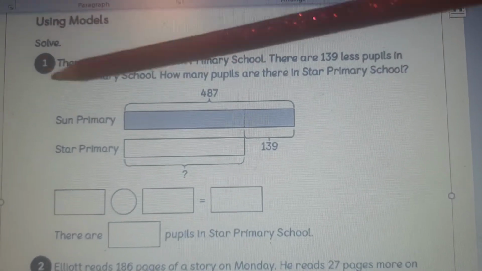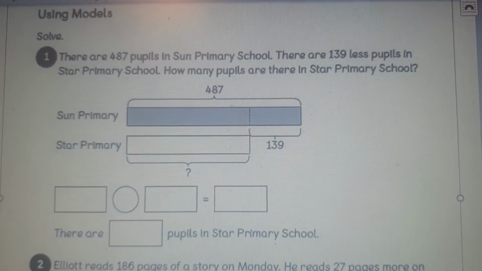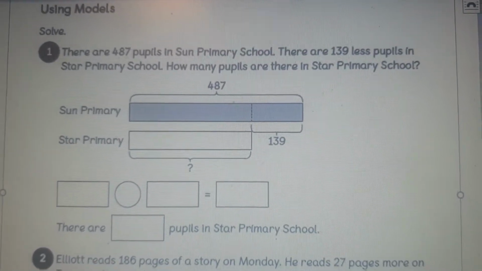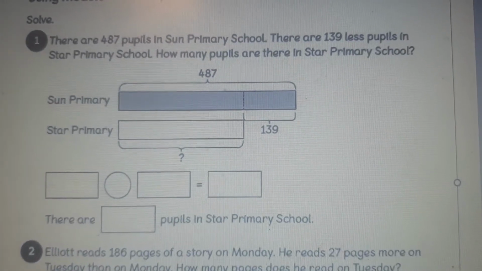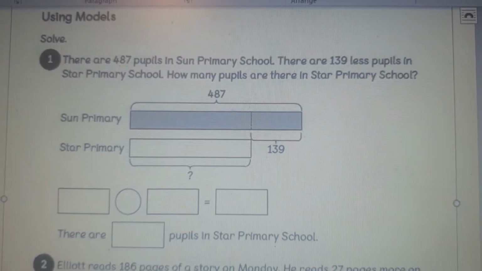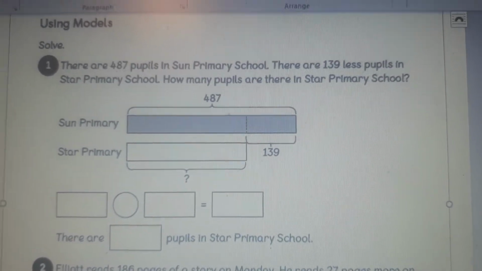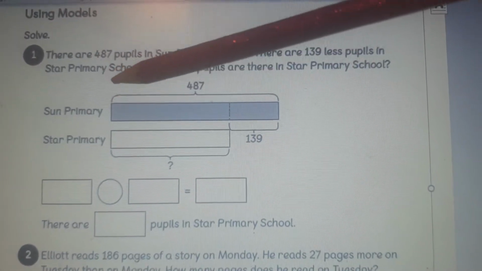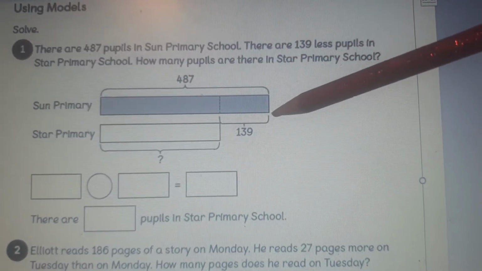So, problem 1. There are 487 pupils in Sun Primary School. There are 139 less pupils in Star Primary School. How many pupils are there in Star Primary School? So we don't know how many pupils there are at Star Primary, but we know there's 139 less than there is in Sun Primary. So as bar model method, Sun Primary, 487 children.